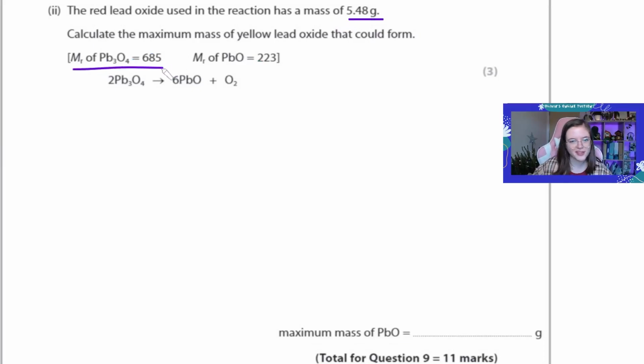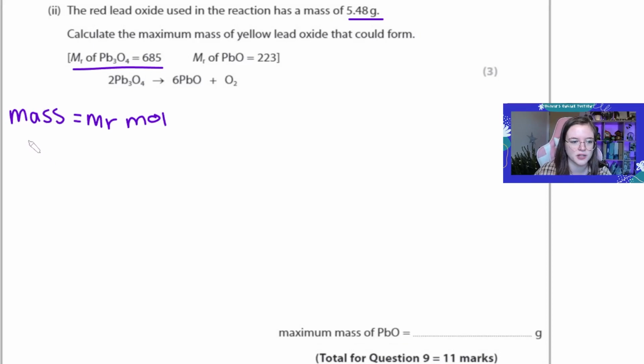So, for the third time this paper, we're going to use the same equation. The more chemistry papers you do, the more you realise they're not very creative with their maths questions. They're always the same. It's always mass, Mr, mole. That's the main equation. If you're going to learn any chemistry equation, learn that one. It comes up 3 times in 3 separate questions in this one paper. It comes up all the time.